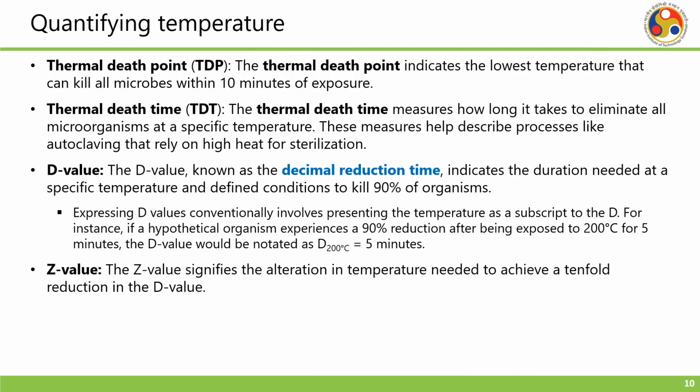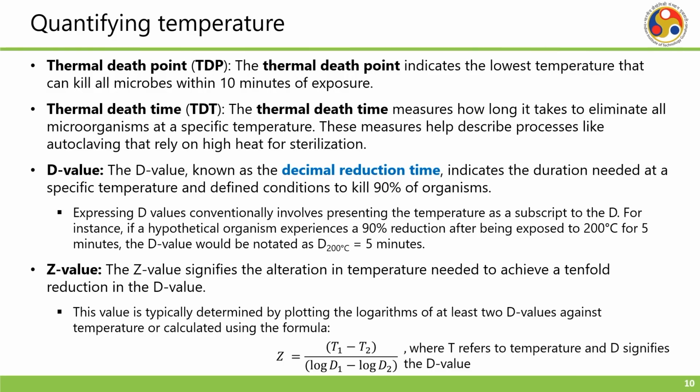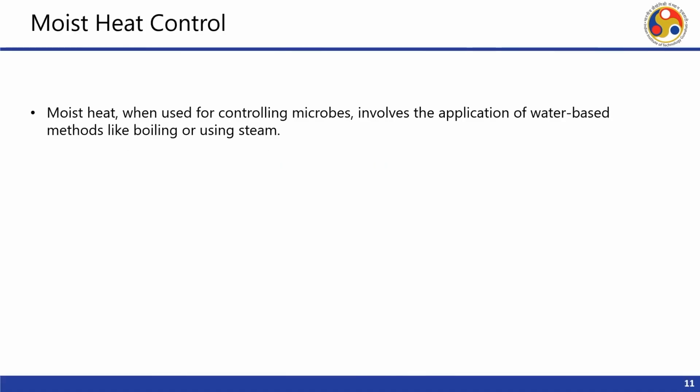Then we have a Z value, which signifies the alteration in temperature needed to achieve a tenfold reduction in the D value. This value is typically determined by plotting the logarithm of at least 2 D values against temperature, or calculated using the formula Z = (T1 - T2) / (log D1 - log D2), where T refers to the temperature at 2 different temperatures, and D stands for the D value.